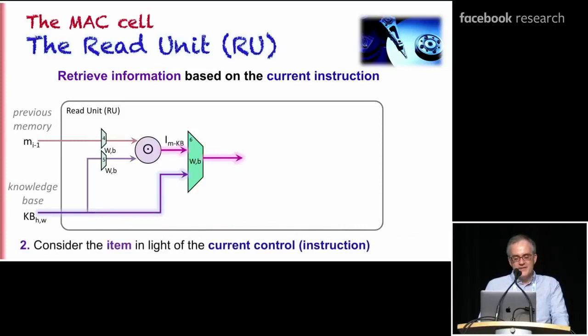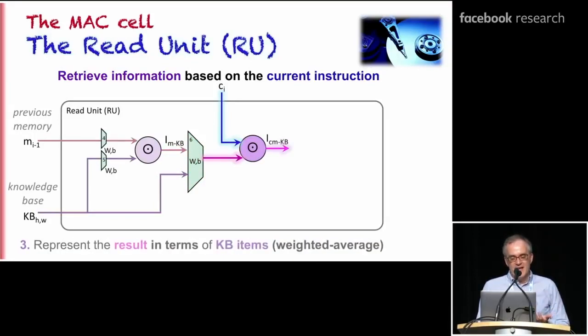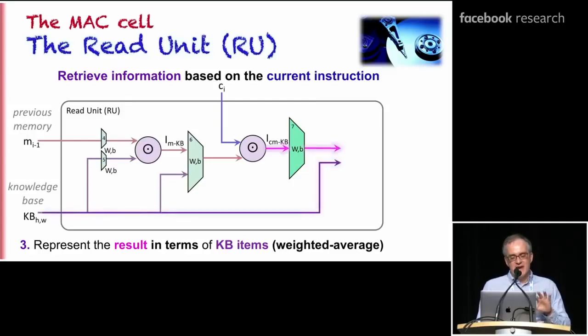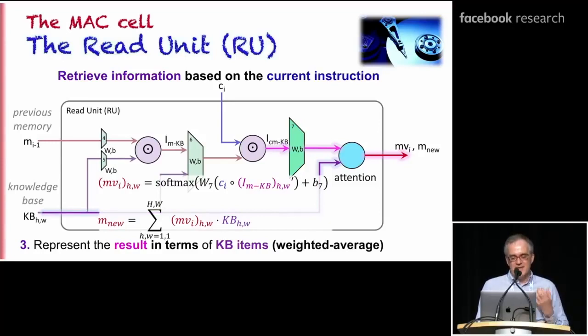Then we also want to consider what to do based on the control that we've calculated. So the control feeds in, again doing a Hadamard product, and then at the end of that, we're again doing a projection via attention back onto the knowledge base items, and this attention-weighted average then becomes our candidate new memory that we pass forward.